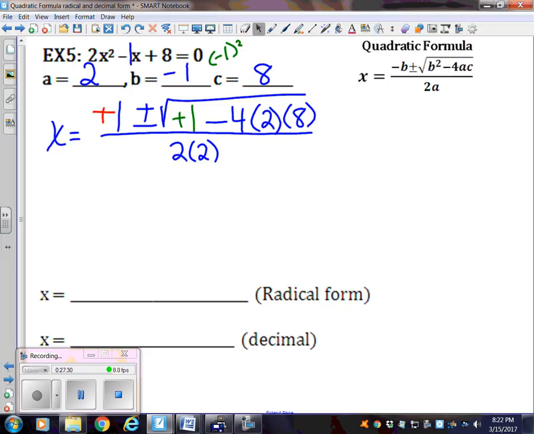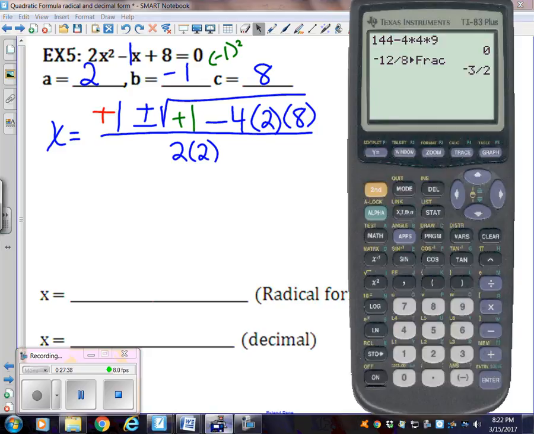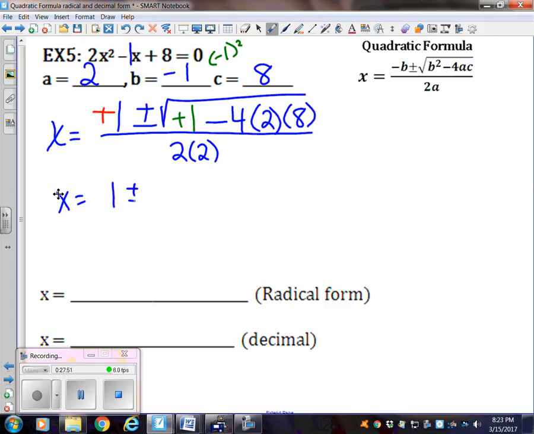All right. Might be able to see something here. 1 minus 4 times 2 times 8. Ooh, I get a negative 63. So x equals 1 plus or minus the square root of negative 63, over 4. Ding, ding, ding, ding! Are warning bells going off in your brain? I hope they are. You cannot take the square root of a negative.